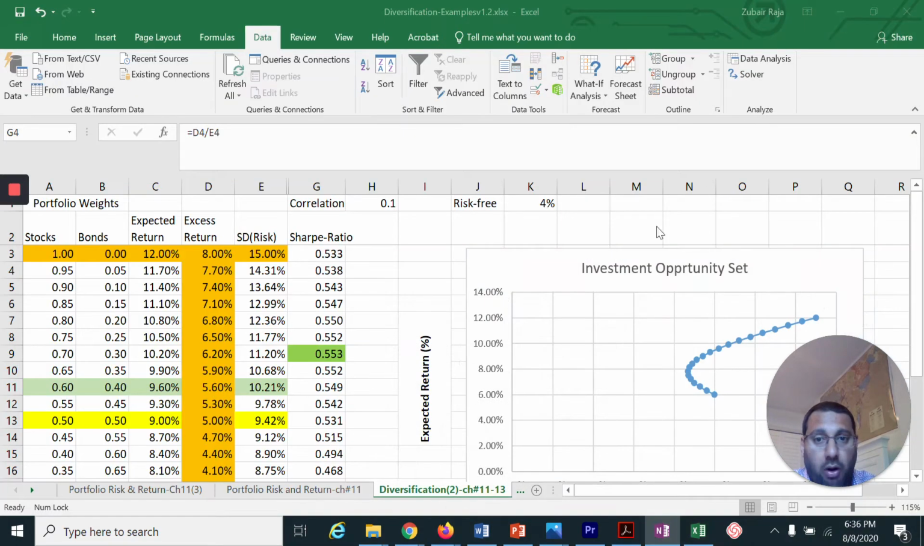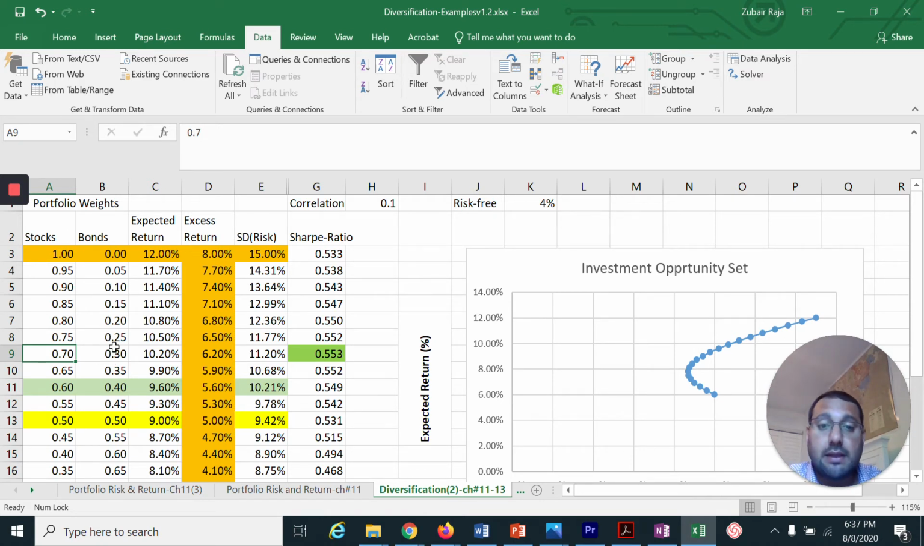If we eyeball, I calculated the Sharpe ratio in the Excel. If you eyeball, you will see that the maximum value, if you can compute it up till the 3 decimal places, is this one, 0.553. So in order to get a portfolio with the Sharpe ratio of 0.553, in other words, a Sharpe optimal portfolio, you need to invest 70% in the stock funds and 30% in the bond funds, right?